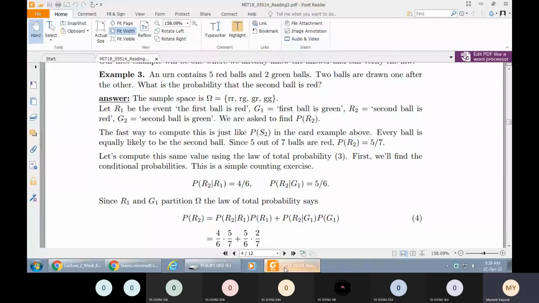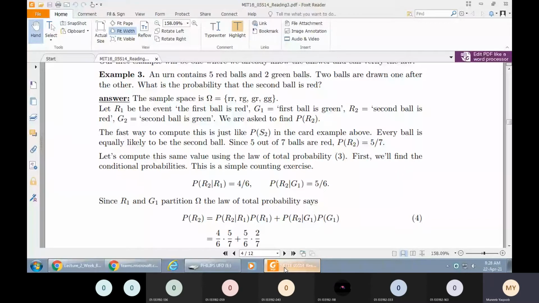Number 1, probability of R1 intersection R2, that is both balls red. Number 2, probability of G1 intersection R2. Why? Because we want the second ball drawn to be the red ball. So to calculate these two intersections, we will apply the conditional probability twice.